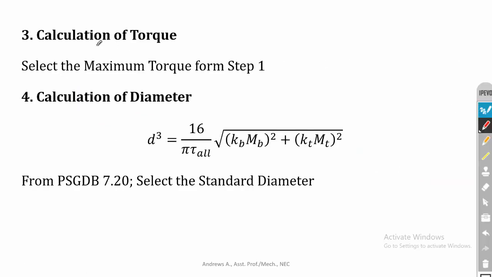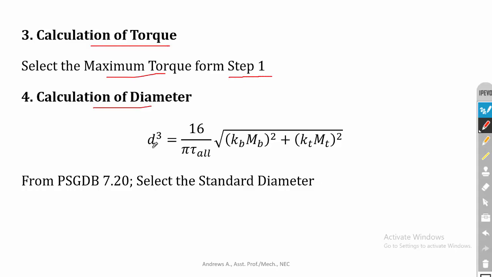Then the next one is calculation of torque. We have already calculated the torque in the first step. So you can take the maximum torque value, MT value, from step 1. And the last step is calculation of diameter.